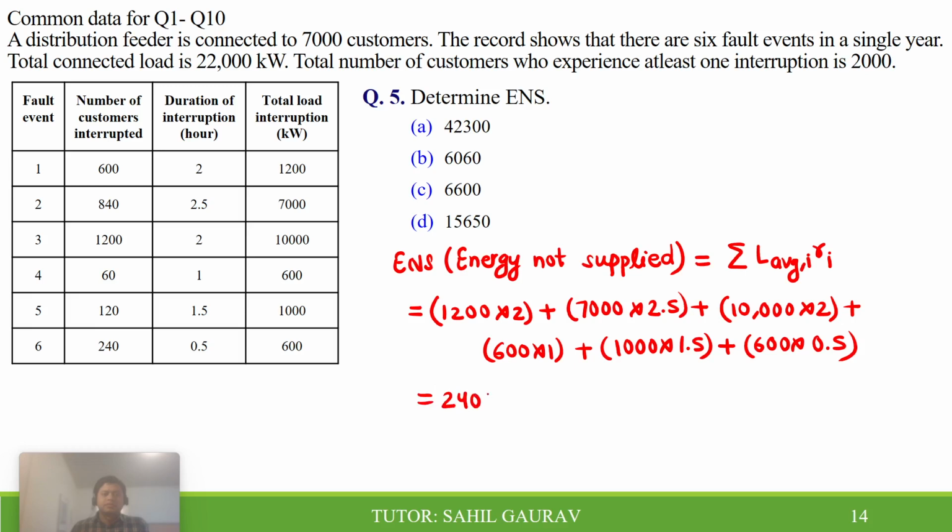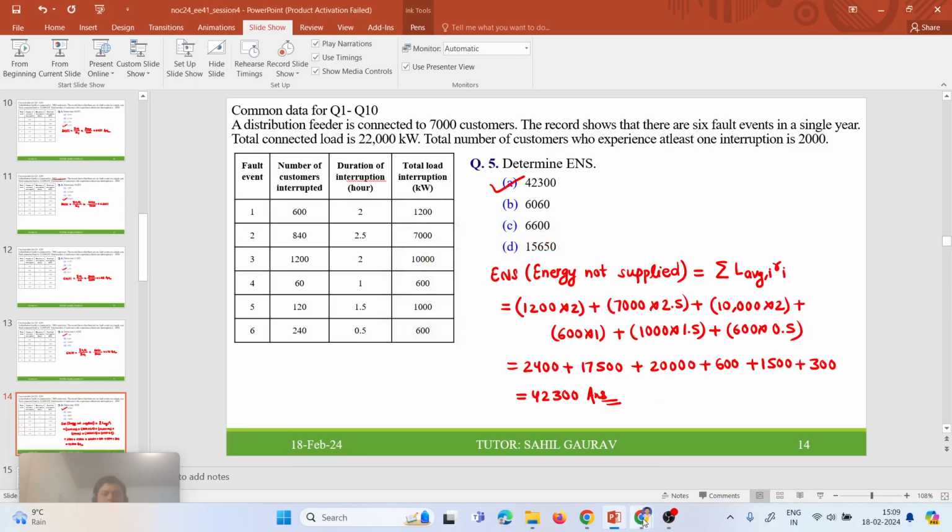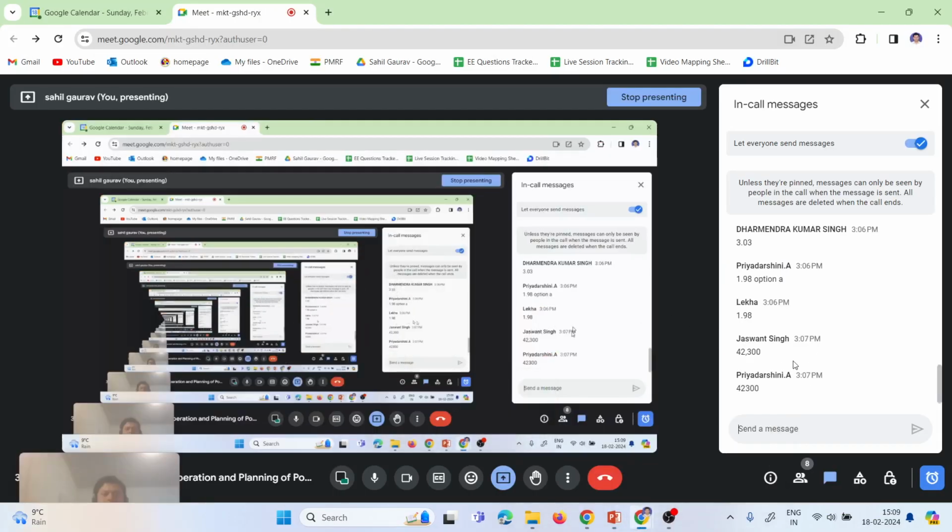So first will give you 24,000, and then 17,500 plus 20,000 plus 600 plus 1500 plus 300. So the total will give you 42,300. Therefore, A is the correct answer for energy not supplied. How many of you got the correct answer? Yes, just one, then Priyadarshini. Both of you got the correct answer.